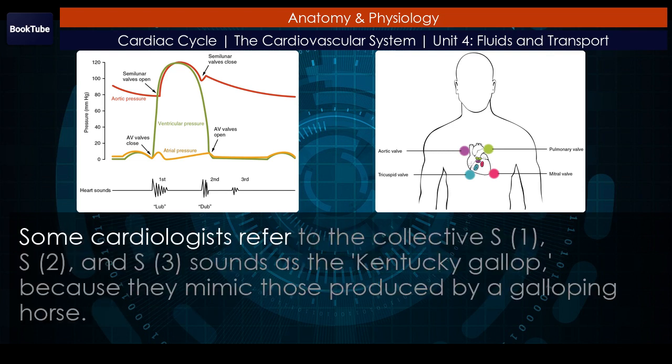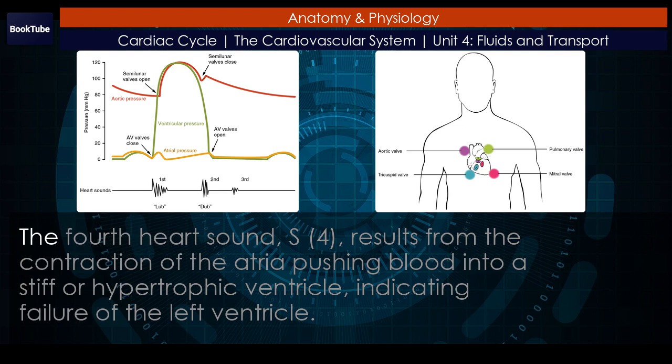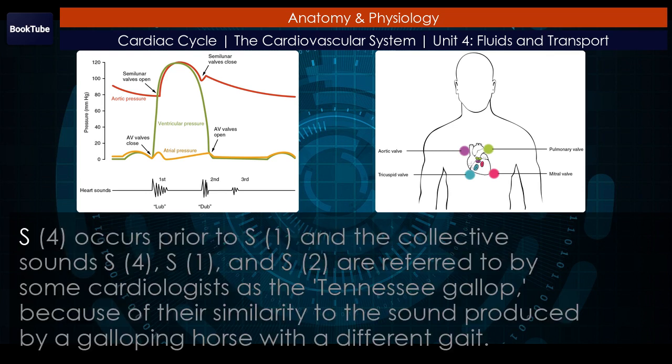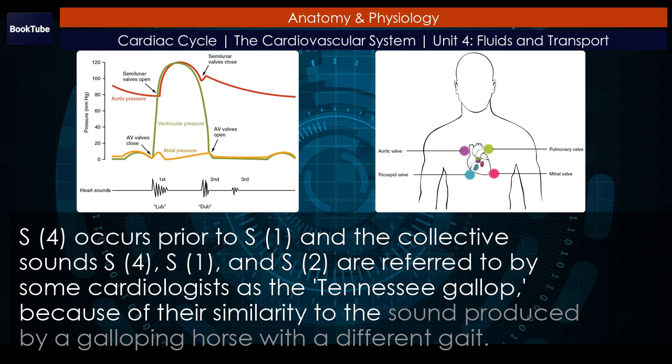Some cardiologists refer to the collective S1, S2, and S3 sounds as the Kentucky gallop because they mimic those produced by a galloping horse. The fourth heart sound, S4, results from the contraction of the atria pushing blood into a stiff or hypertrophic ventricle, indicating failure of the left ventricle. S4 occurs prior to S1, and the collective sounds S4, S1, and S2 are referred to by some cardiologists as the Tennessee gallop because of their similarity to the sound produced by a galloping horse with a different gait.